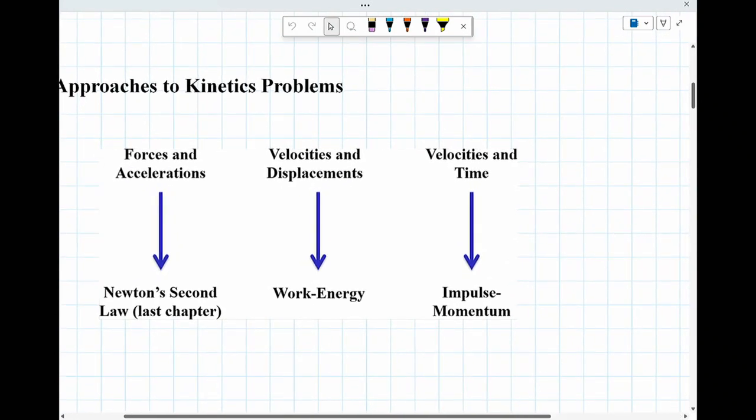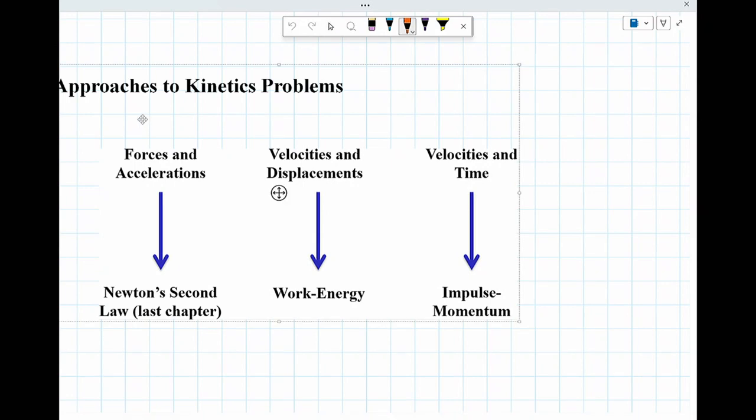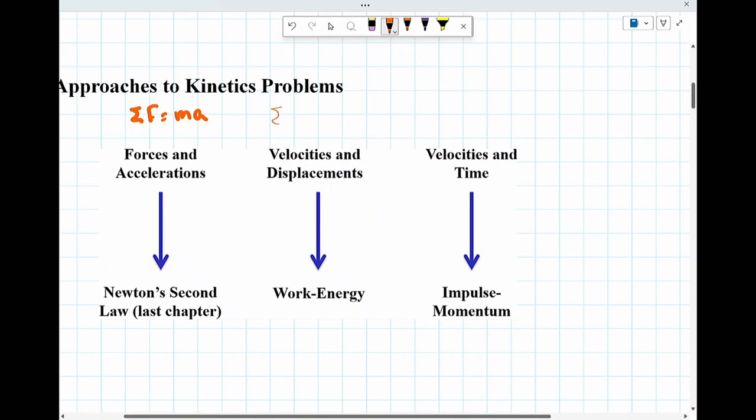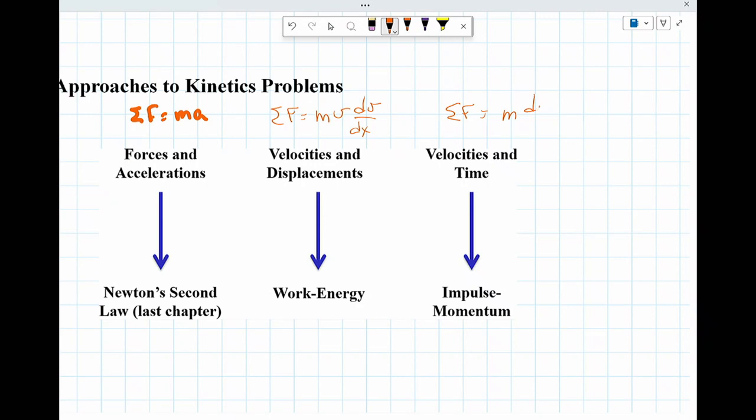So we have done sum of forces equals mass times acceleration. Sum of forces equals mass v dv dx is going to be this week. And sum of forces equals m dv dt is the last week before reading week.